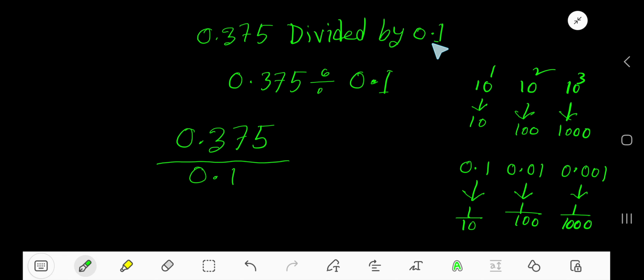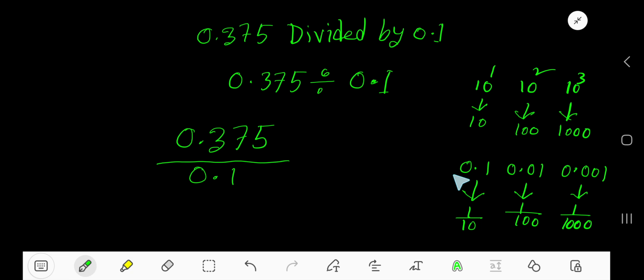0.375 divided by 0.1. Look here, the divisor, or denominator, is 0.1. If you have a divisor or denominator of 0.1, 0.01 or 0.001, these are powers of 10 but less than 1. 10, 100, 1000 are also powers of 10 but greater than 1.